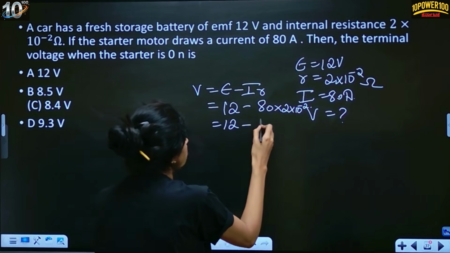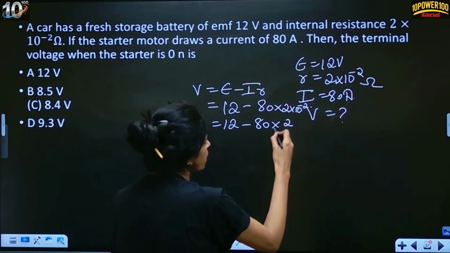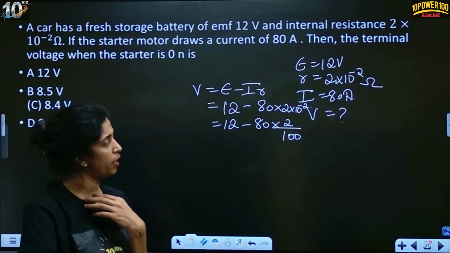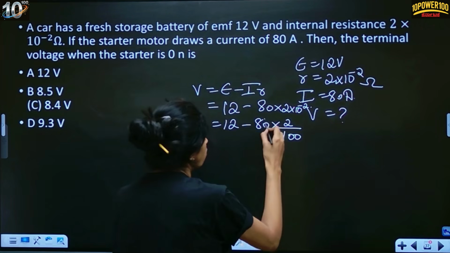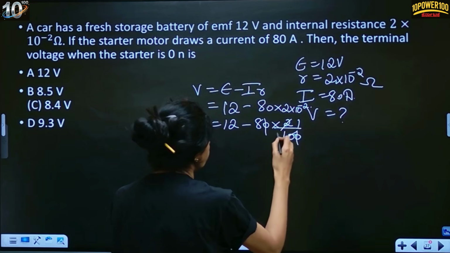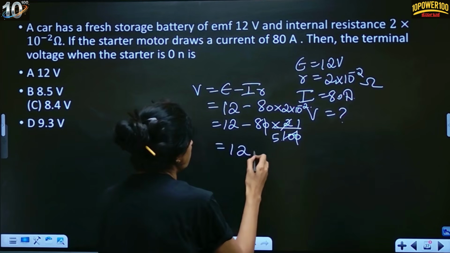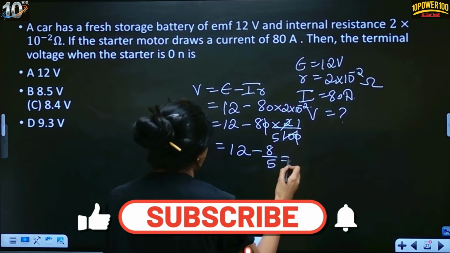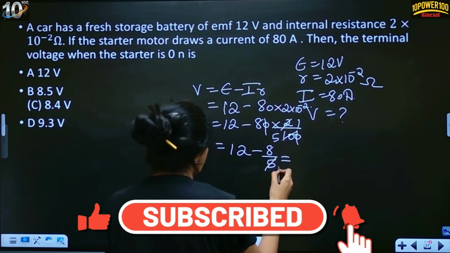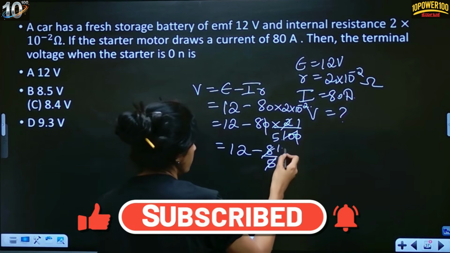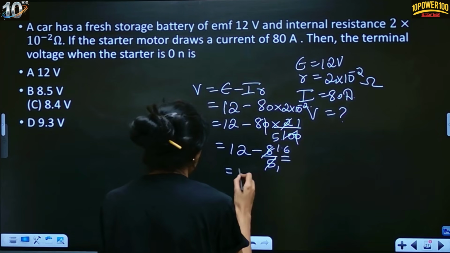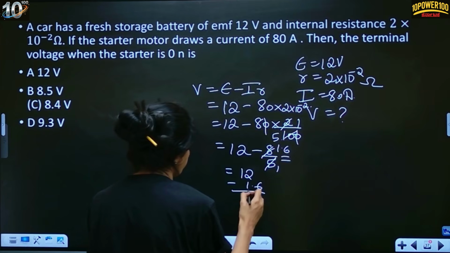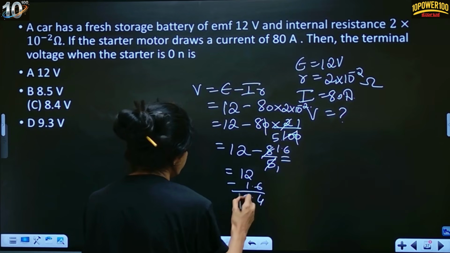So 12 minus 80 into 2 by 100, because 10 power minus 2 means down 10 power 2, which is 100. So 10 gets cancelled, 2 ones are 2, 5s are 10. So 12 minus 8 by 5. How much is 8 by 5? 5 ones are 5, 5 sixes are 30, 1.6. So 12 minus 1.6 is 10.4.